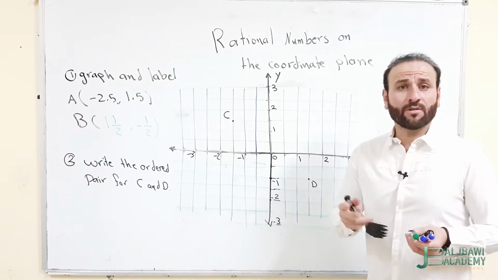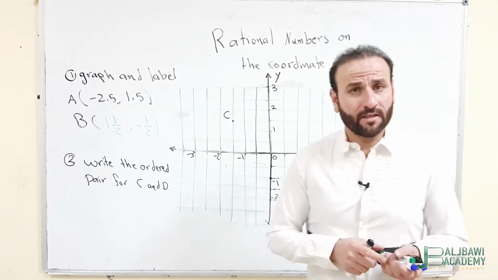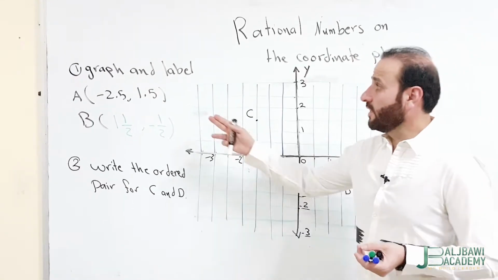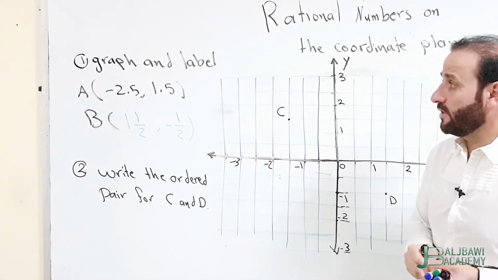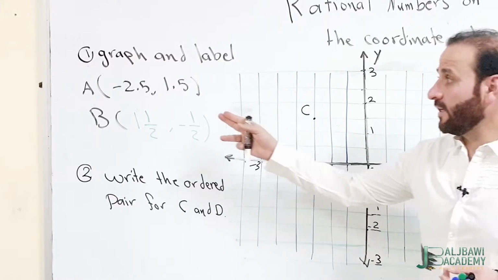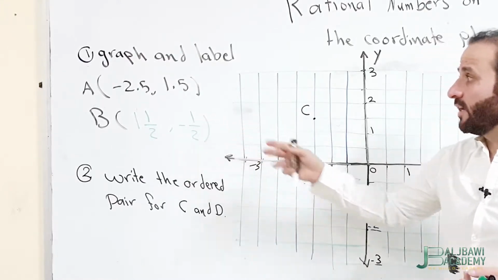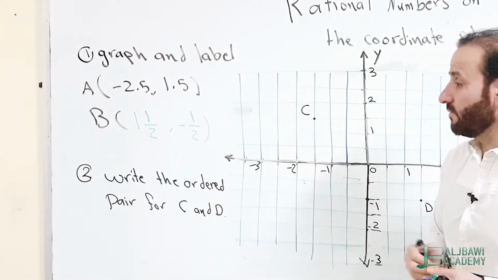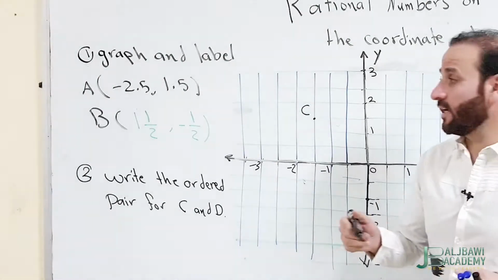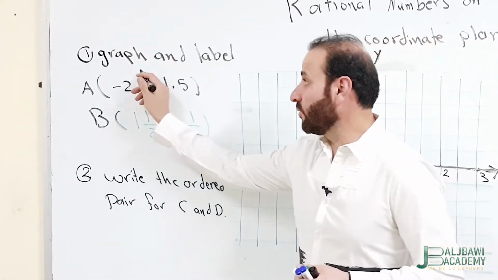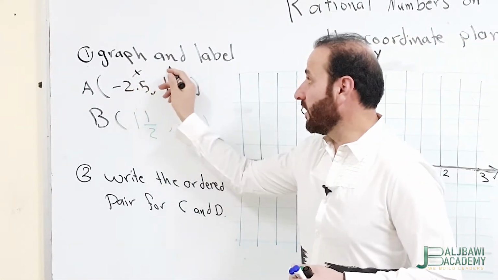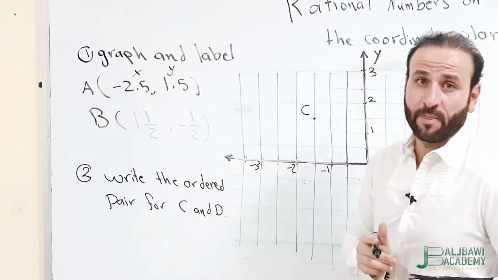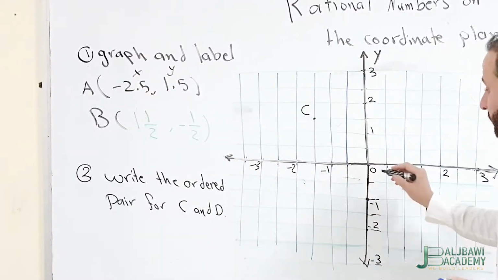We have two kinds of questions in this lesson. The first question: graph and label these points. Point A, negative 2.5 and 1.5. So the first thing, as I mentioned before, we have to know this is the x coordinate and this is the y coordinate. We start from 0.